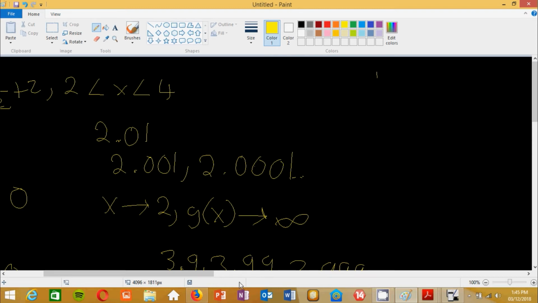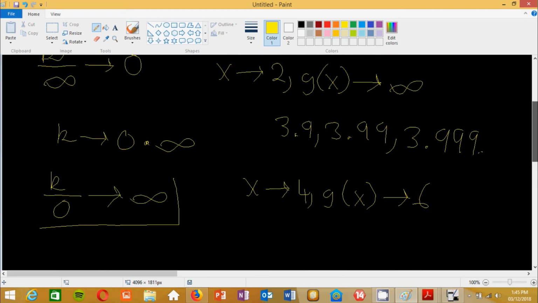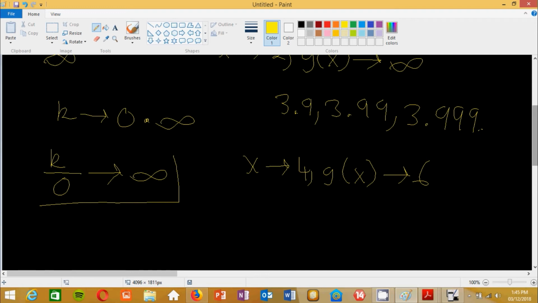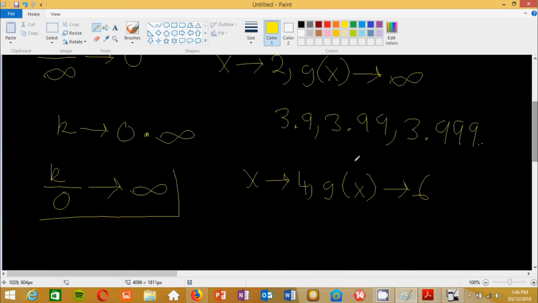And you can just look at this simply by saying, let's imagine x is 4. It can never reach 4, but let's imagine it's 4. 4 minus 2 is 2. 8 divided by 2 is 4. 4 plus 2 is 6. So g of x approaches 6. Just like what we did with the 2 here. We said 2 minus 2 is 0. 8 divided by 0 is infinity. Infinity plus 2 is just infinity. So when x approaches 2, my g of x values are reaching infinity. And when x is 4, 4 minus 2 is 2, 8 divided by 2 is 4, 4 plus 2 is 6. So when x approaches 4, my g of x approaches 6.